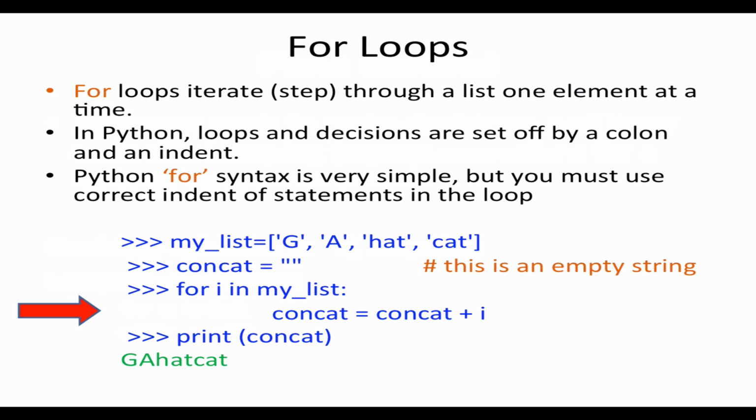So a for loop iterates, steps through repeatedly a list, one element at a time. And in Python, loops and decisions are set off by a colon and an indent. So I have an example here. For i in my list, colon, indent, then a variable name is equal to that variable name plus something else, another variable. The i is a variable that is sort of created on the fly and is the indexer for the loop. So you're going to go around the loop i number of times.